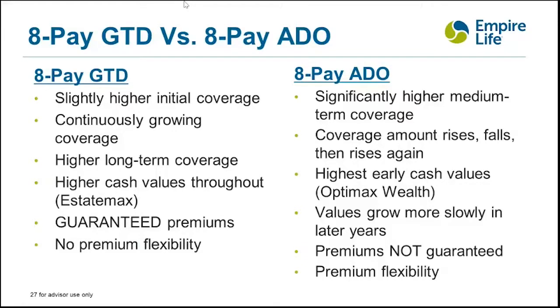Early cash values are the highest with Optimax Wealth and the additional deposit option. But beyond year 10, the guaranteed 8-pay version has higher cash in Optimax Wealth. So with Estate Max, the higher cash values are in the guaranteed 8-pay version all the way through. So keeping in mind all these differences, depending on the age of your clients and the benefits that they are focused on, you may have to look at more than one option to determine the best solution for your client.